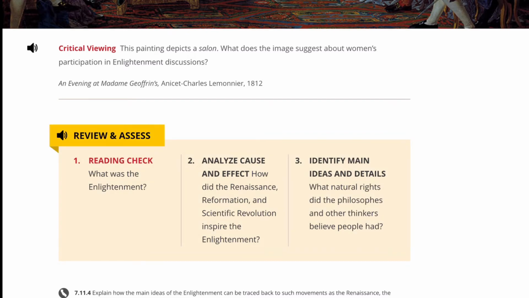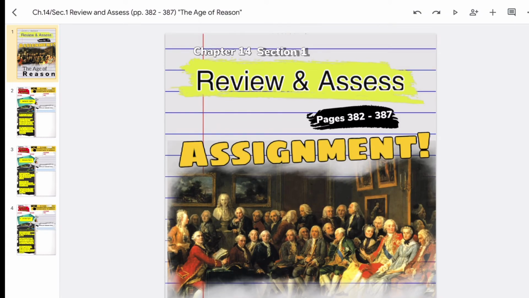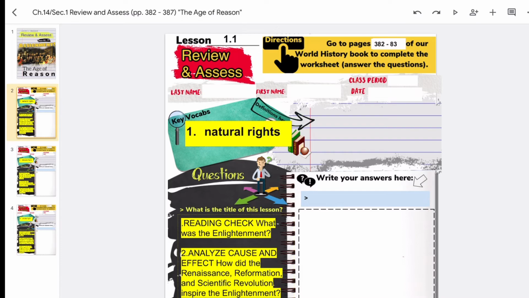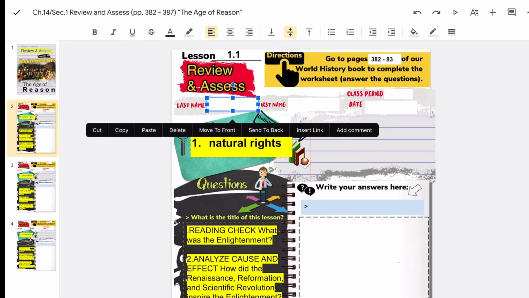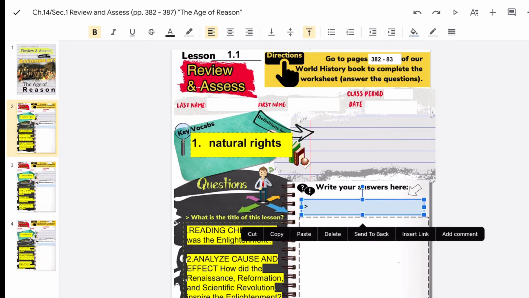Okay, now go to our Google Classroom and find the Review and Assess assignment, Chapter 14, Section 1, and answer these questions that I just read in the first slide. Now, class, all the answers to these questions are in the lesson that we just covered. So all you have to do is go back and check the key words, the key vocabs, and you will find the answers. Don't forget to fill in the basic information here, last name, first name. And as for the key vocab, the definition is also in the book.